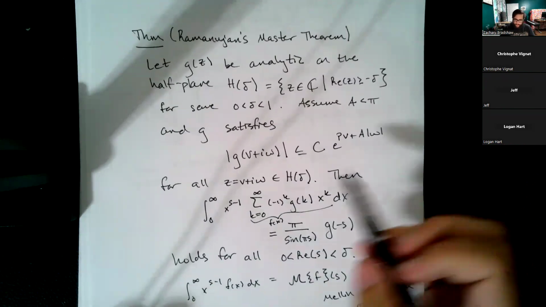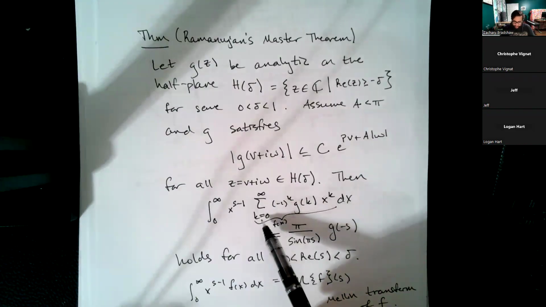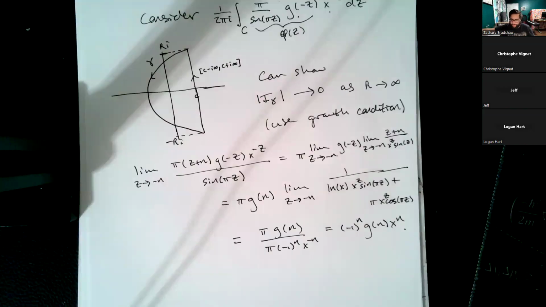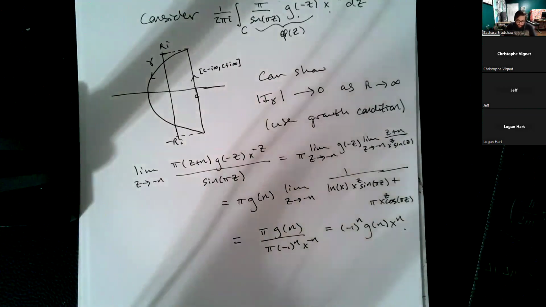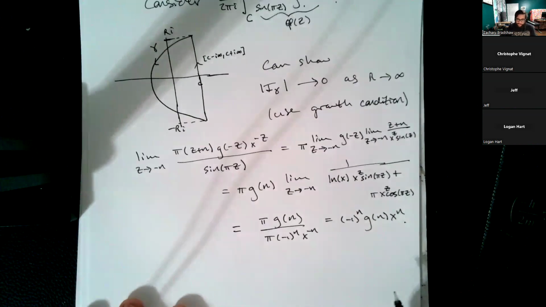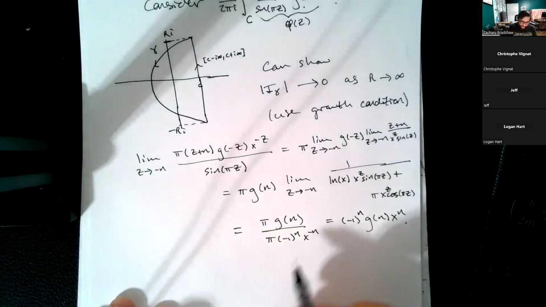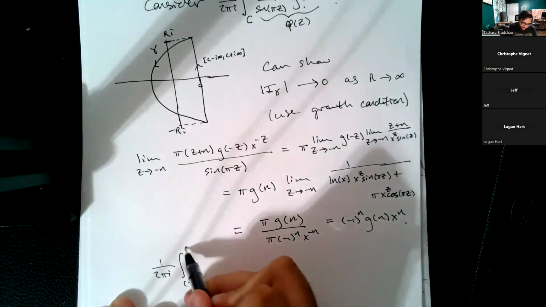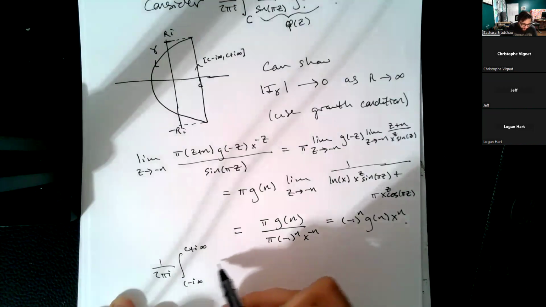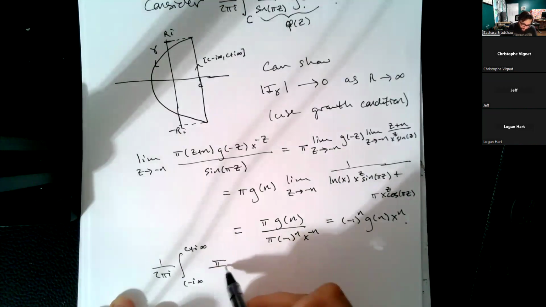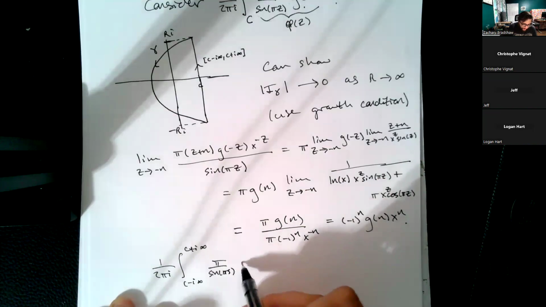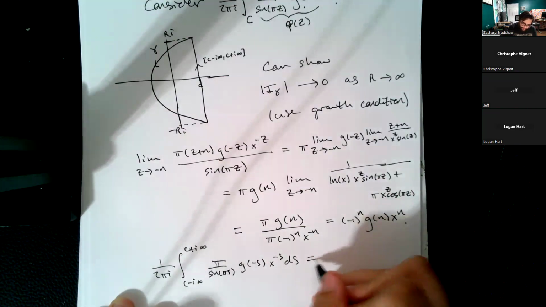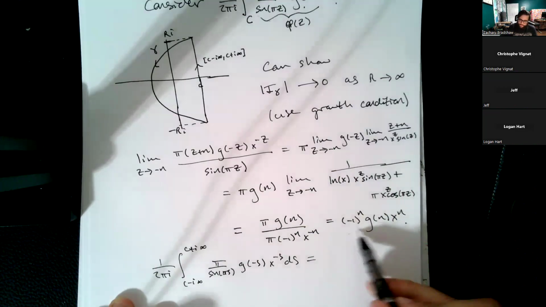These are the terms of the function f and its power series representation. Okay, so what does this tell us? This tells us that by the residue theorem, this integral 1 over 2 pi i, integral from c minus i infinity to c plus i infinity of pi over sine pi s, g of minus s, x to the minus s ds is equal to the sum of the residues, but the residues are these guys.